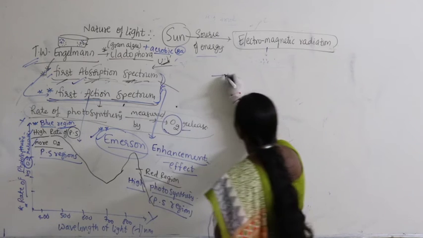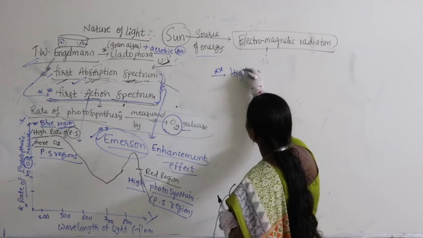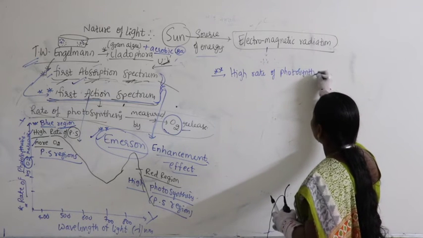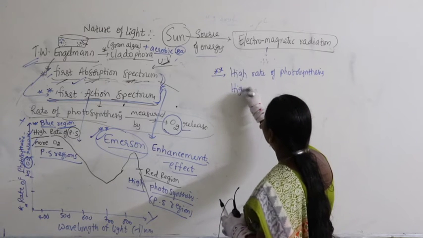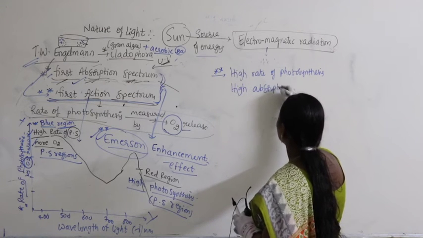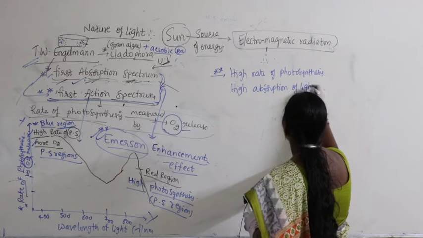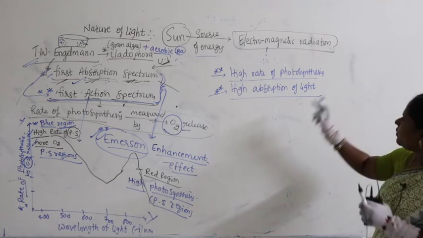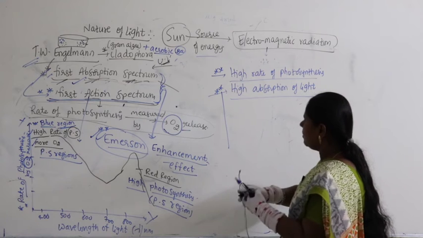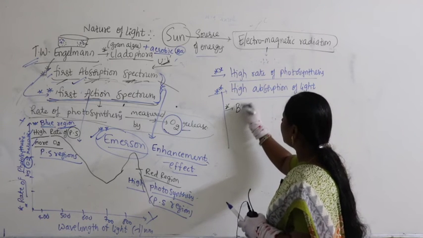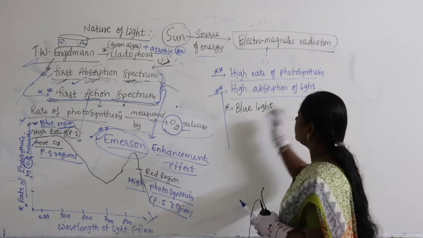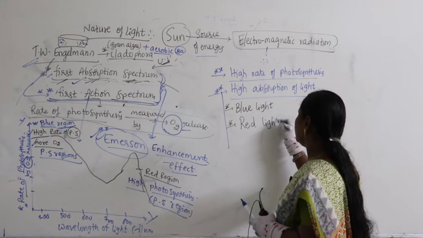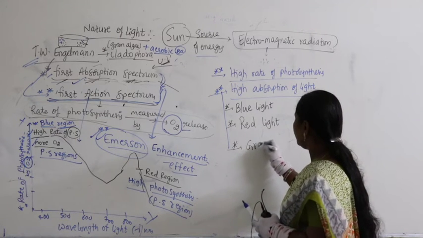So here, very important: when we say high rate of photosynthesis, or we can talk about high absorption of light. High rate of photosynthesis, high absorption of light. Remember, first comes blue light. This happens in the blue light region, then followed by red light, then followed by green light.